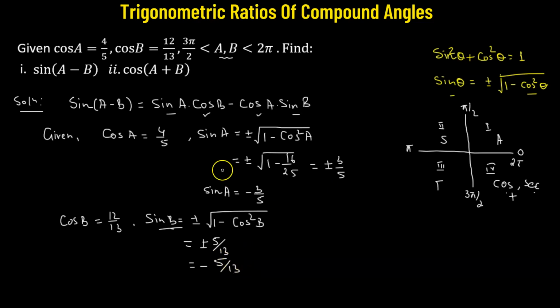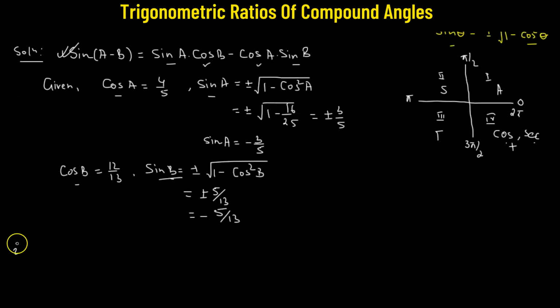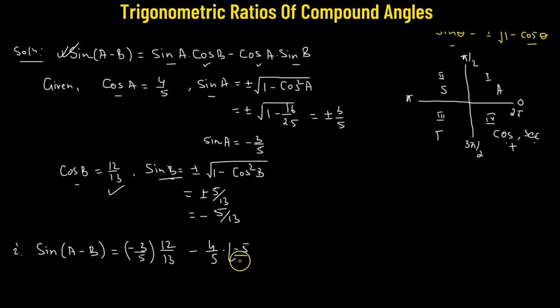Now that we have the value of sine A, cosine B as well as sine B, now we can find out the value of sine A minus B. So let's do that. So therefore, problem 1, which is to find out the value of sine A minus B, we have sine of A. So sine of A, we found out that this value is negative 3 over 5. This is multiplied by cosine of B, which is positive 12 over 13. Minus, we have cosine of A. So cosine of A, that's positive 4 over 5. Multiplied by sine B. So sine B is negative 5 over 13.